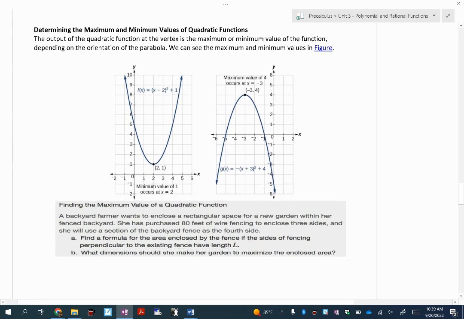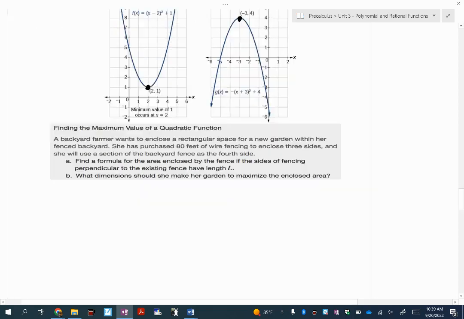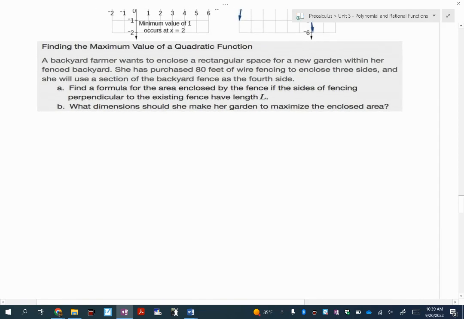Okay. Kind of already mentioned this, right, in the idea of talking about domain and range, especially with the range, that your vertex, when it opens up, is going to be a minimum, and your vertex, when the parabola opens down, is going to be a maximum, right? So what we can do is we can use this idea of quadratics to end up maximizing certain word problems. So this first one is talking about a backyard farmer wants to enclose a rectangular space for a new garden within her fenced backyard.